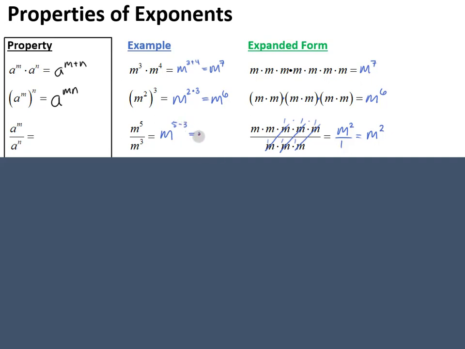So that would give us m squared for our answer. So hopefully that makes sense. If I'm multiplying two things with the same base, we add the exponents. If I'm dividing two things with the same base, we subtract the exponents.